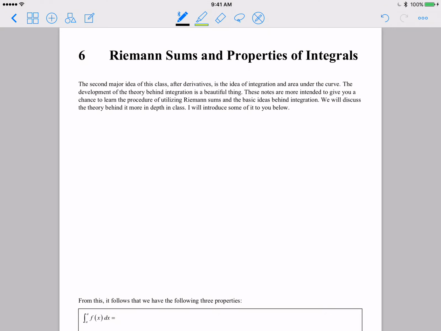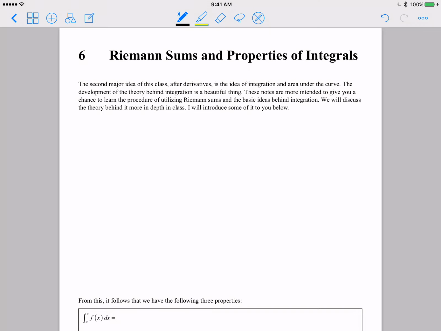We're going to talk today about Riemann sums and some properties of definite integrals. Before we get to the Riemann sum part, I want to give you some basic properties of definite integrals. And before we go any further, a definite integral, as you learned in pre-cal, is the area under a curve between the curve and the x-axis and in between two x values.